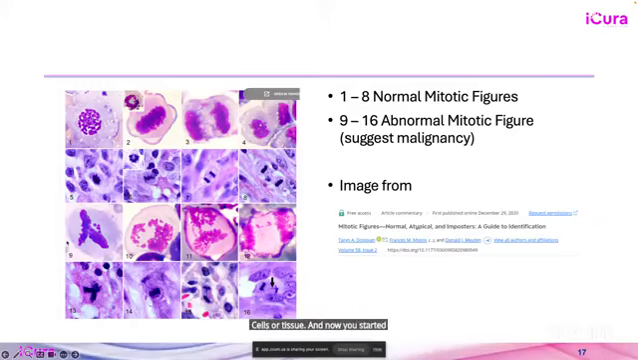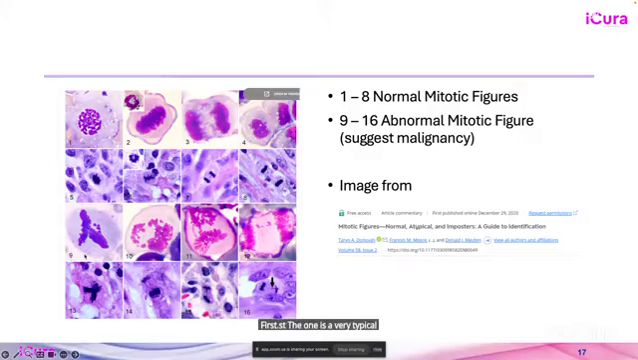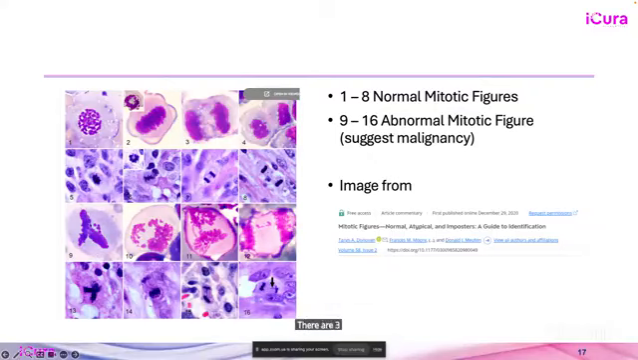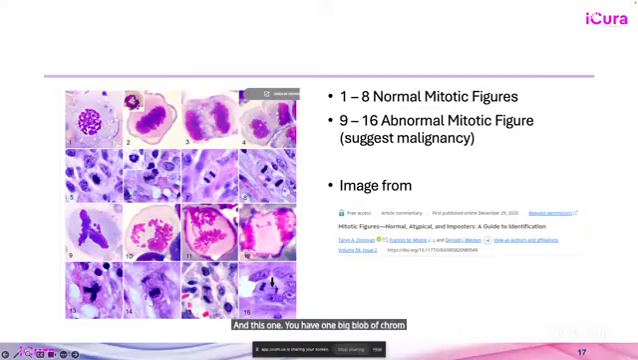And now you start to look at the bottom, from 9 to 16. All these kinds of mitosis are abnormal. The first one is a very typical, classic one. We call them in the clinic the Mercedes mitosis, where you can see there are 3 little angles sticking out in 3 different directions, almost like the Mercedes car emblem. That's why we call them Mercedes mitosis. And in this one, you have one big blob of chromatin moving to one end and leaving a much, disproportionately smaller part at the other end. But we know in normal mitosis, you should have a strict split of the 46 chromosomes into 23 in each group, migrating to each side, right? So all these ugly ones suggest that these are malignant cells.